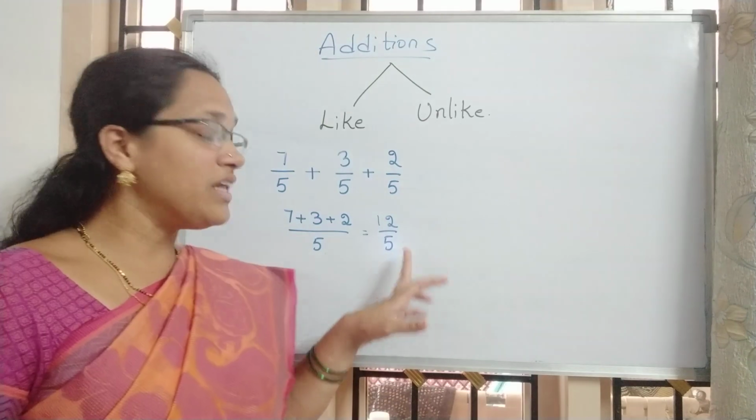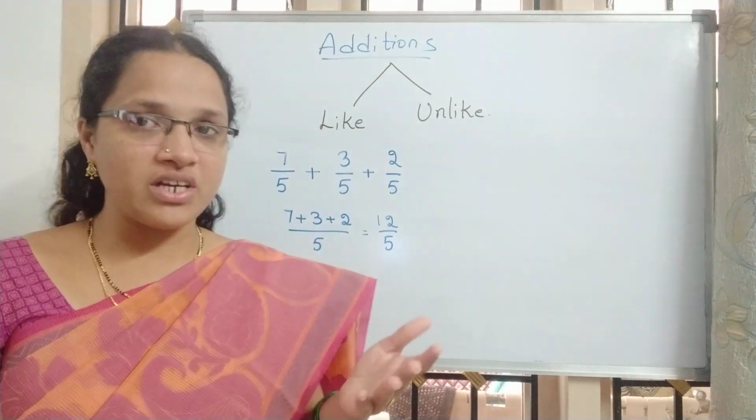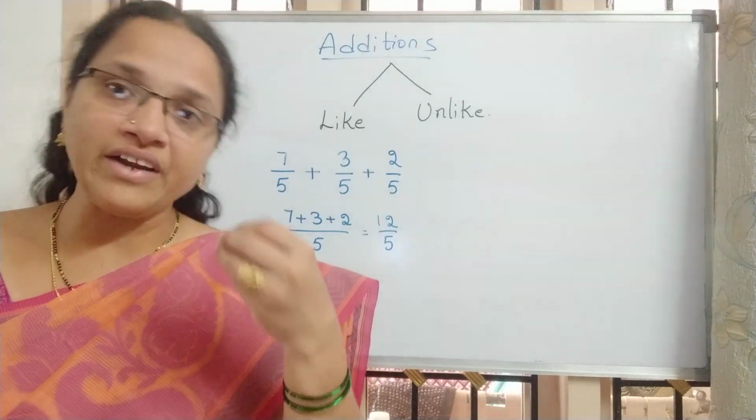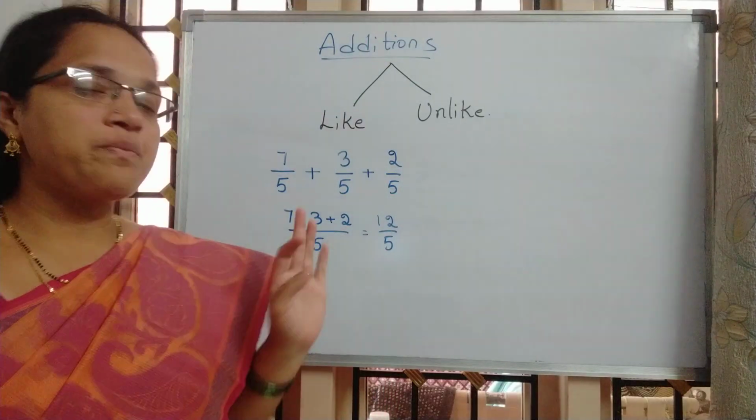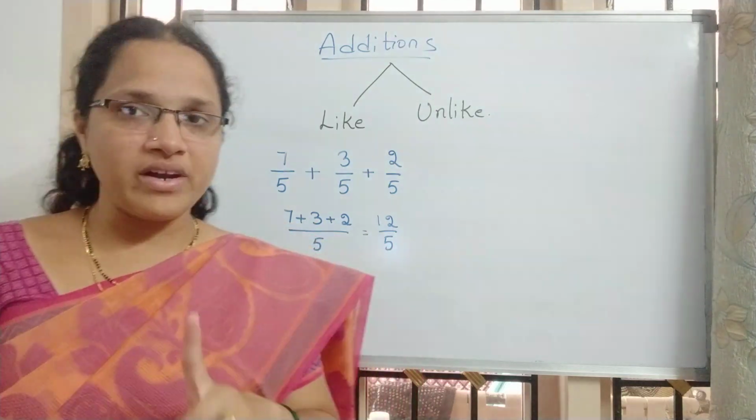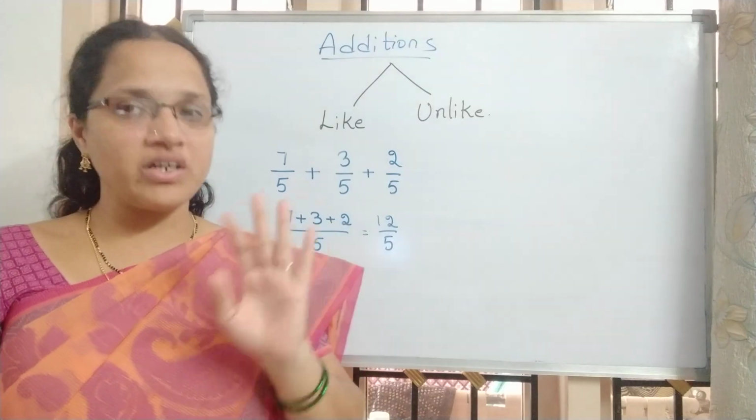Now, when you come to such fractions, 12 by 5, they are not divisible in the same table. Yes or no? Can you tell me any table in which we can divide 12 and 5 together? No. The reason is 5 is a prime number. It has only 2 factors, that is 1 and itself. So it is only divisible by 5, whereas 12 is not divisible by 5.